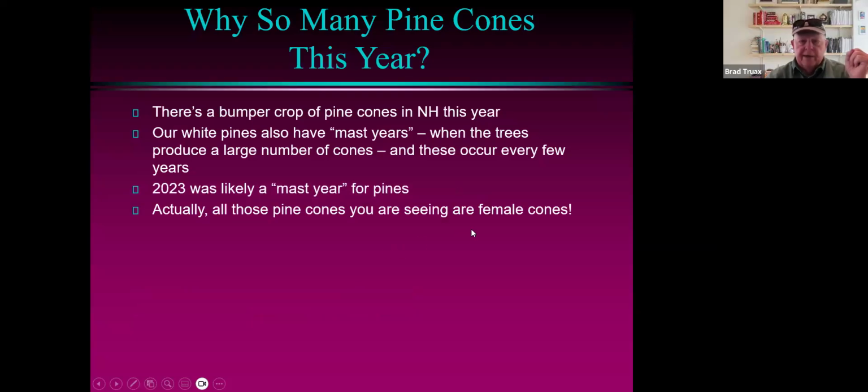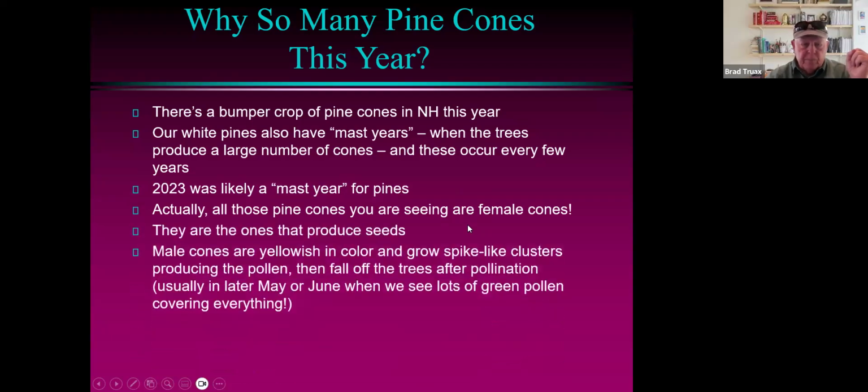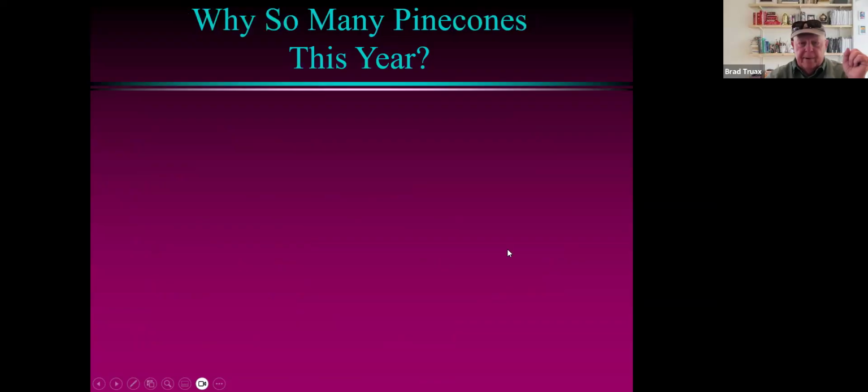So actually, all those pine cones you're seeing are female pine cones. They're the ones that produce the seeds. Male cones are yellowish in color. They're much smaller. They grow in spike-like clusters that produce the pollen, and they fall off the trees after pollination, usually in late May or early June, when we're seeing lots of green pollen covering virtually everything. And squirrels and some birds feed on the pine cones.